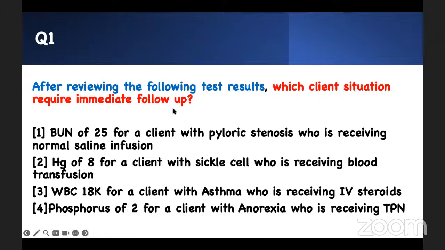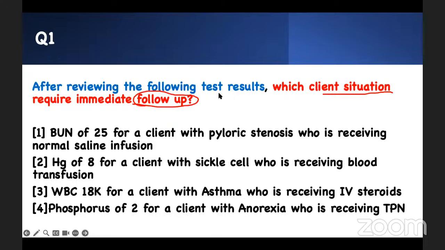If you figure out what they're asking you, the rest of the answers are easy. Let me show you how I approach questions in adaptive NCLEX. Which client situation requires immediate intervention?